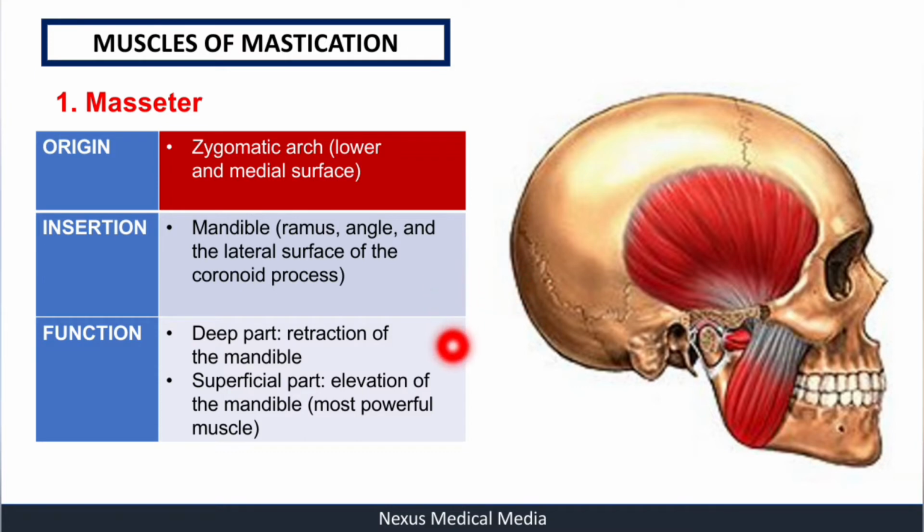Function: the masseter has 2 parts, the deep part and the superficial part. The function of the deep part is retraction of the mandible, and the superficial part is for elevation of the mandible. Remember, the superficial part of the masseter is the most powerful muscle in the mastication process.